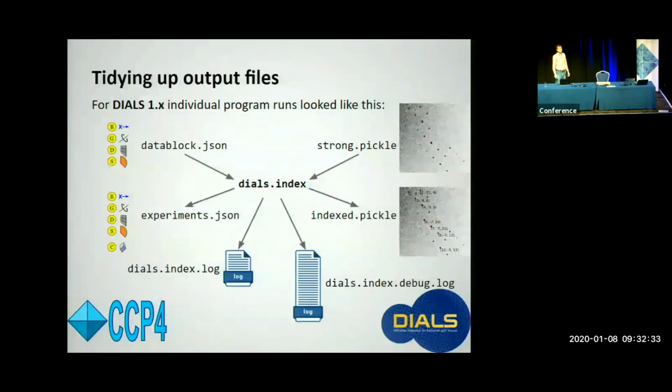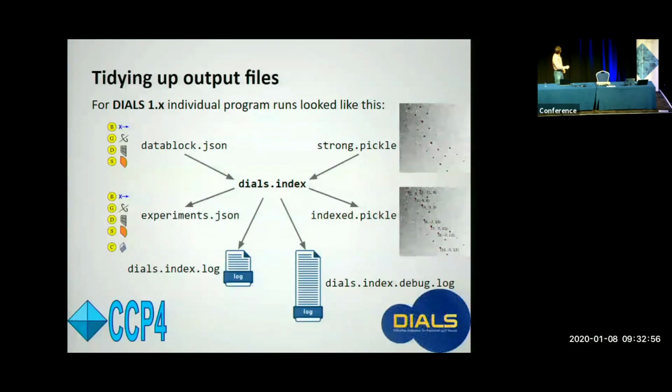And we pass that into a program. This spits out a whole load of files. One issue is that it spits out an experiments JSON file, which is actually a different format to the data block.json. For the users, you probably don't have to care about that, but for programmers, that was quite annoying because you had to use different code to read each file.